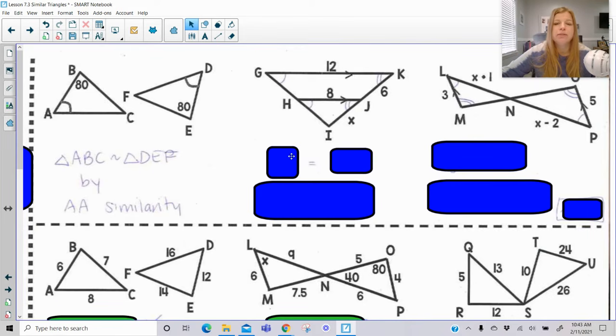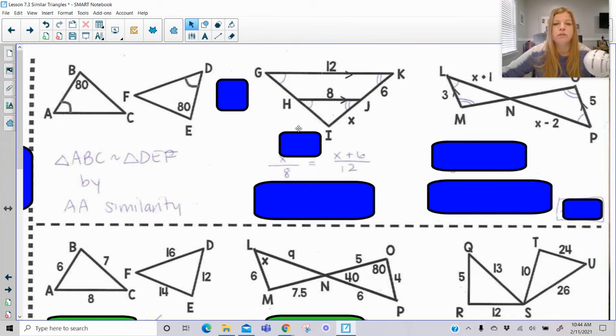Well, if I wanted to set up a proportion, I could say the right-hand side of the small triangle, X, over the top of the triangle, 8, would be equal to the entire right-hand side of my bigger triangle GIK, which would be X plus 6, so that would be this entire length, over the top of the triangle, 12. And so I can see what my proportions are, how I would set this up.